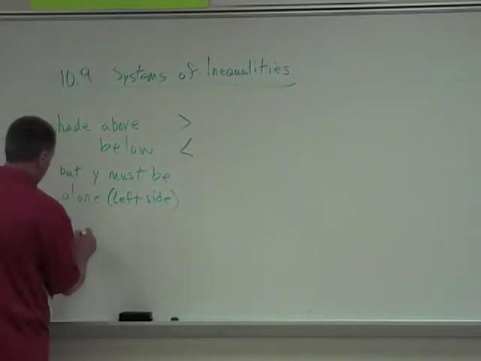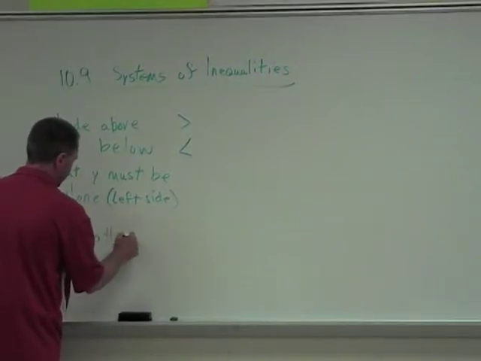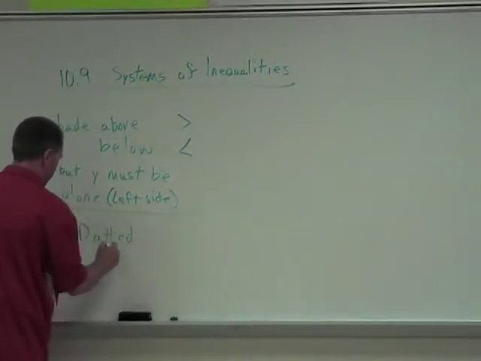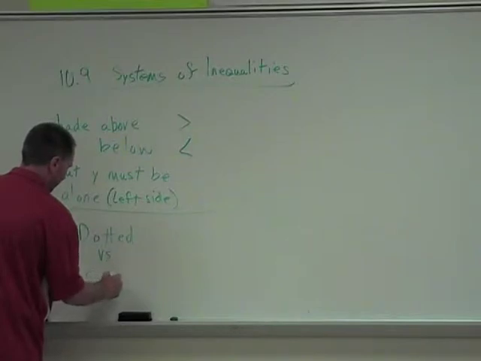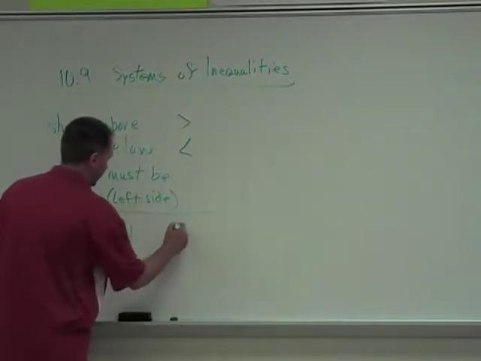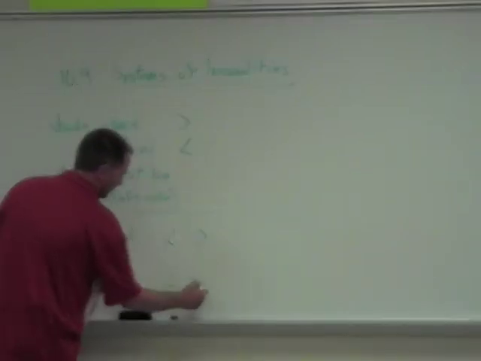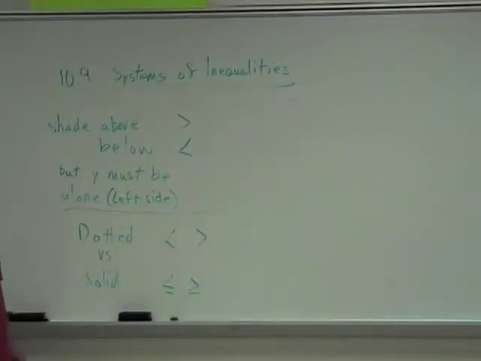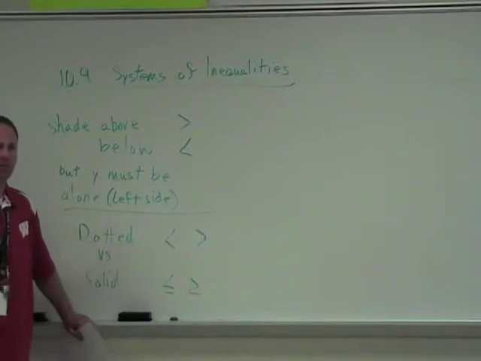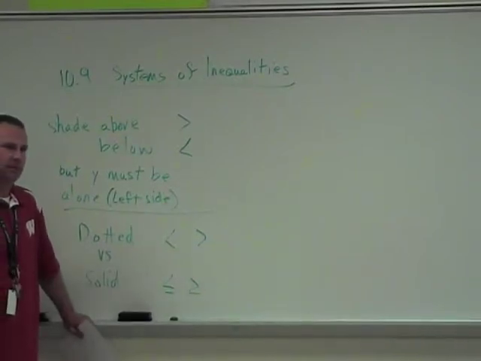Okay, now we're going to do dotted versus solid. So this is still all review. Dotted is less than, it's also greater than. Solid is less than or equal to, greater than or equal to. So solid has equal signs with them. Dotted does not. This should all look familiar, right? There isn't anything new here.